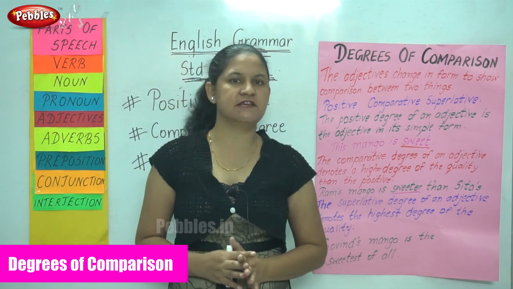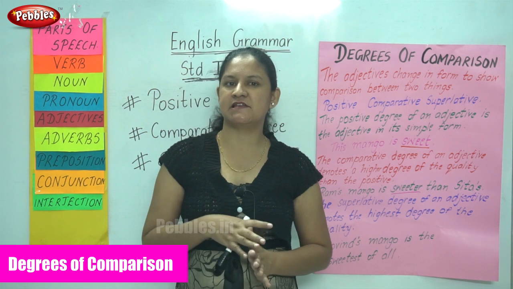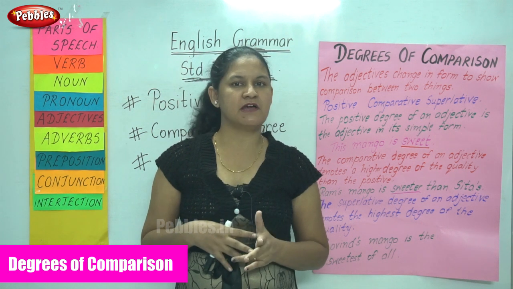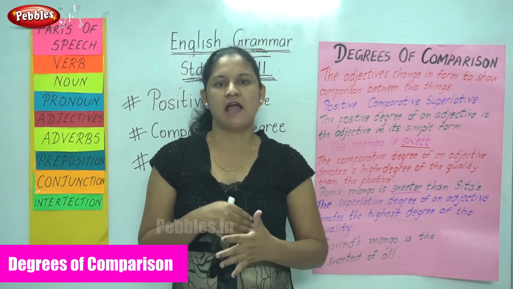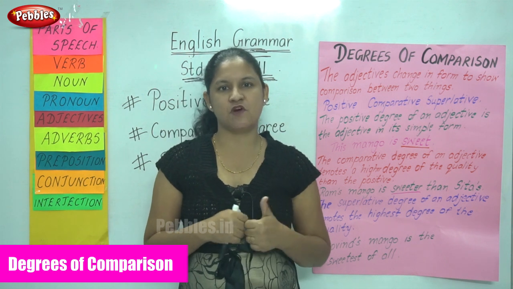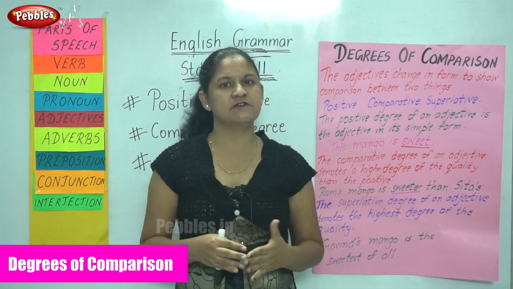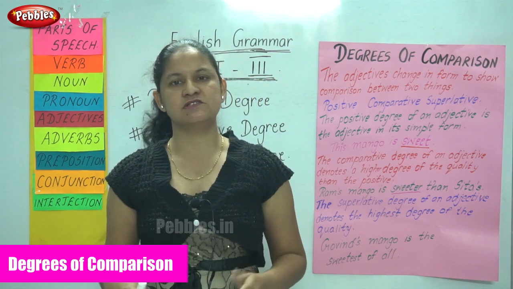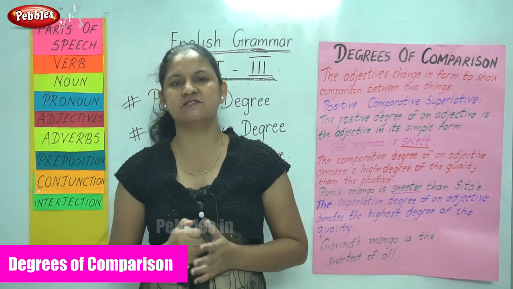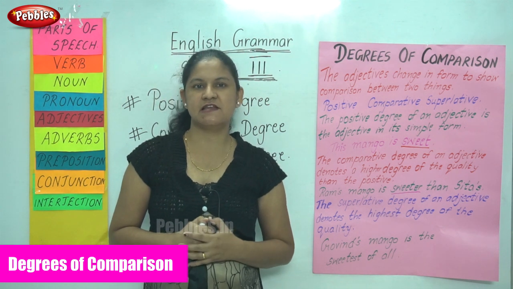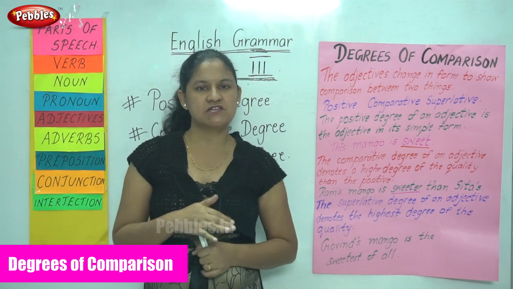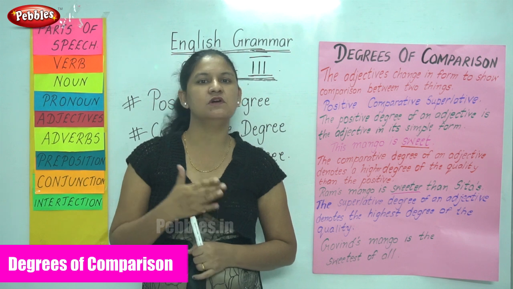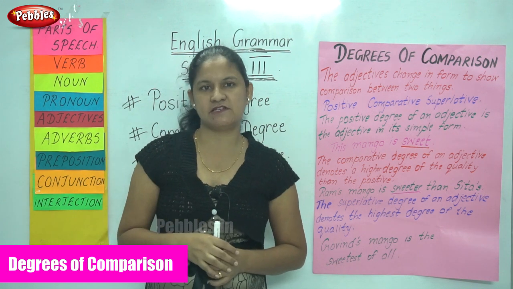So we have seen the degrees of comparison and the three types: positive, comparative and superlative. Superlative is the highest form of quality. Comparative is a little higher when compared to the positive, and the positive is in its normal simple form. So let us see an exercise wherein we change from positive to comparative and superlative degree.